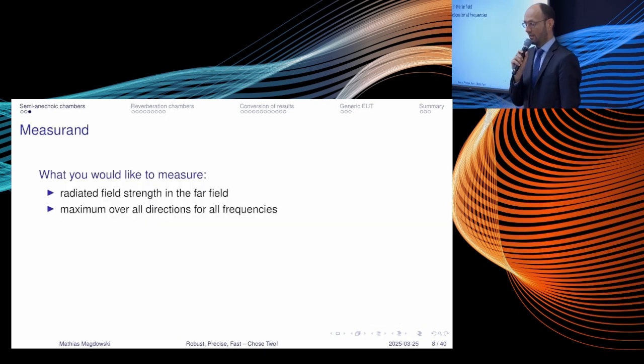And so what we would like to measure there is really the radiated field strength in the far field. That's why we need this big measurement distance, 10 meters, to be able to measure starting from 30 megahertz. And we want to, in general, measure the emission over all directions. That's why we do this rotation.